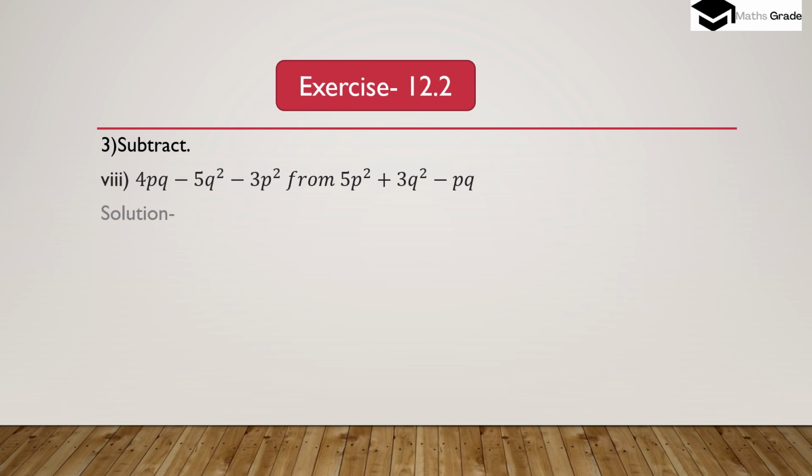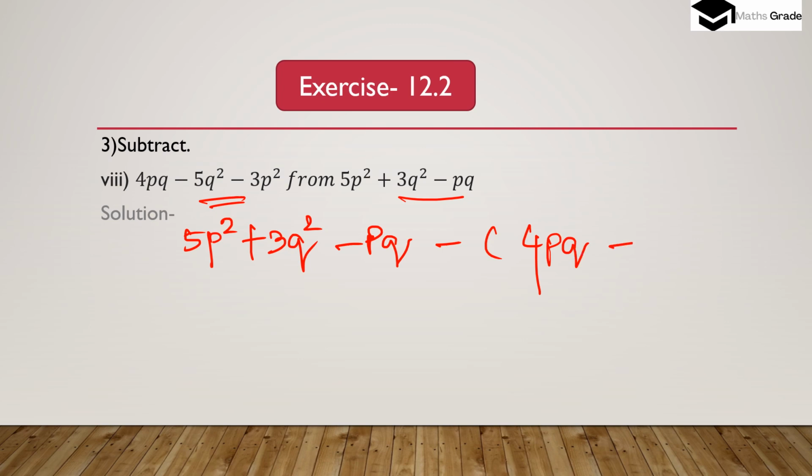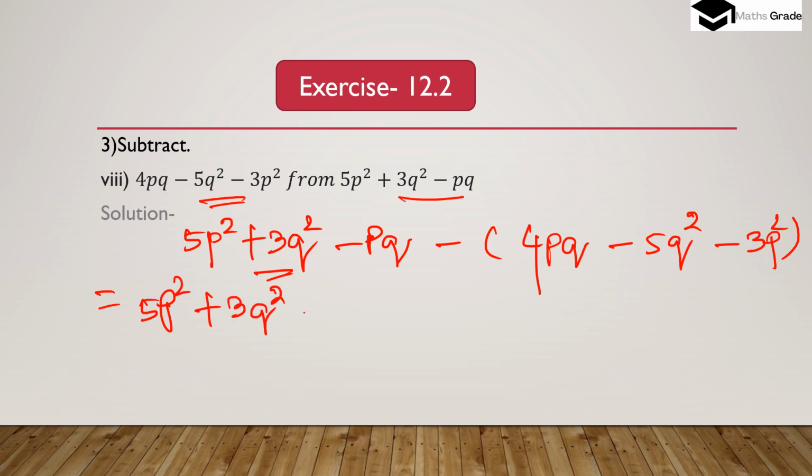Now question number 8b. Subtract 4pq minus 5q square minus 3p square from 5p square plus 3q square minus pq. 5p square plus 3q square minus pq, minus of 4pq minus 5q square minus 3p square. Because we have to subtract 4pq minus 5q square minus 3p square from 5p square plus 3q square minus pq. So 5p square plus 3q square minus pq, minus multiplied with plus is minus 4pq, and minus multiplied with minus is plus 5q square, and minus multiplied with minus is plus 3p square.